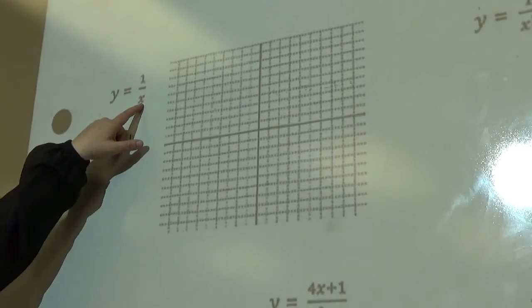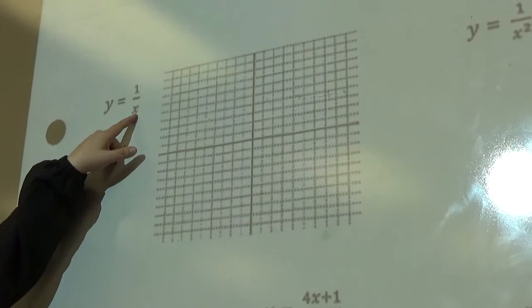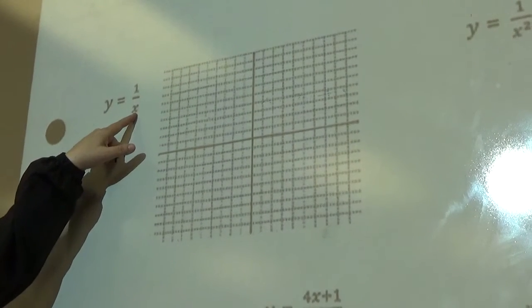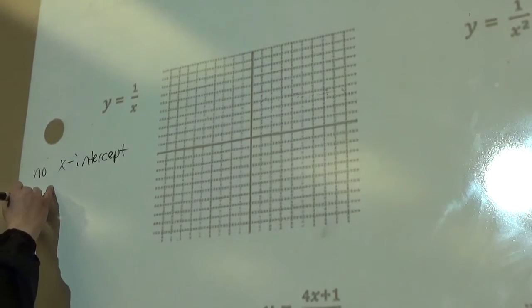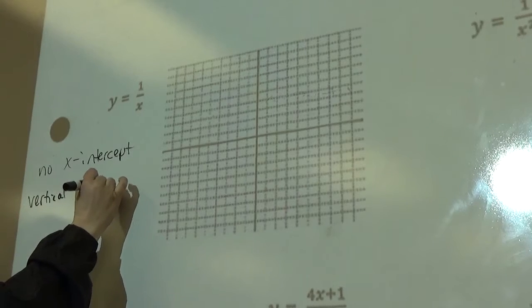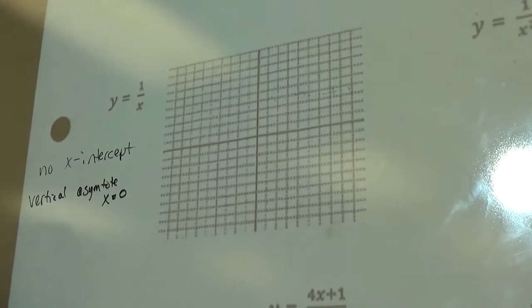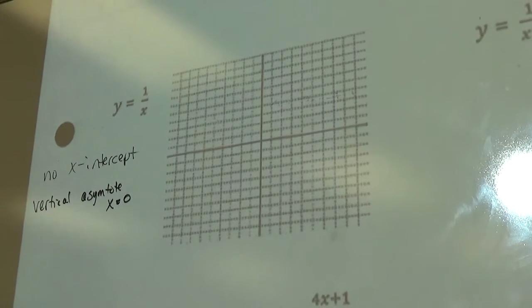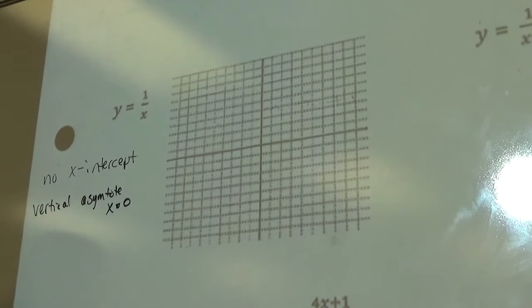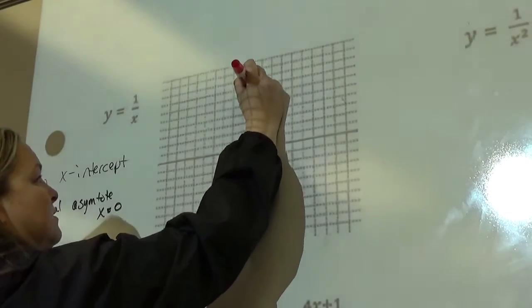Okay, let's think about the vertical asymptote. Is there a way that x, or that 0, could go on the bottom? Yeah, if x is 0. So our vertical asymptote is at x equals 0. So what I want you to do is take the red colored pencil and put a dotted line through x equals 0.